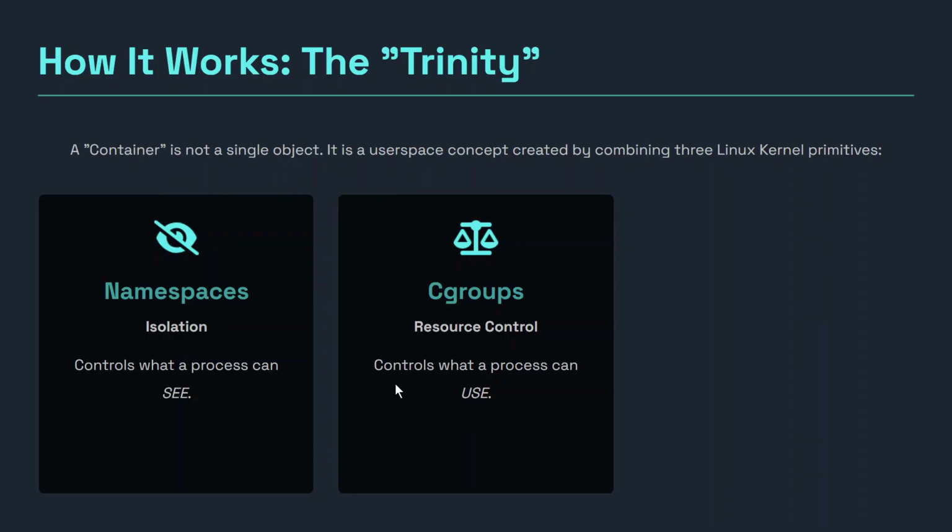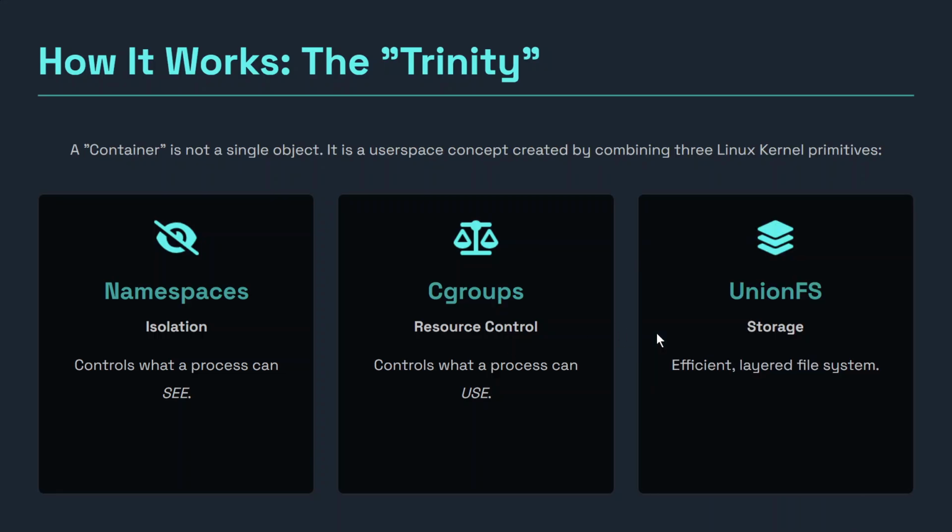And the last Linux kernel concept behind the functioning of a container is the Union file system that handles storage through an efficient layered file system for the container image. The Union file system handles container storage by creating an efficient layered file system for the images. Let's take a closer look.